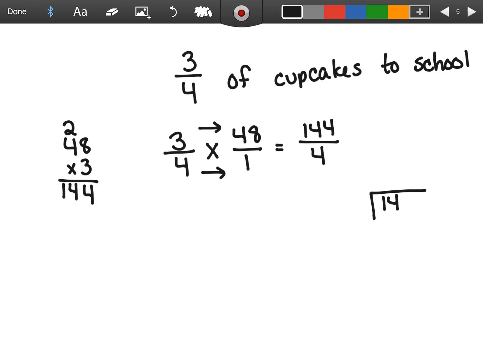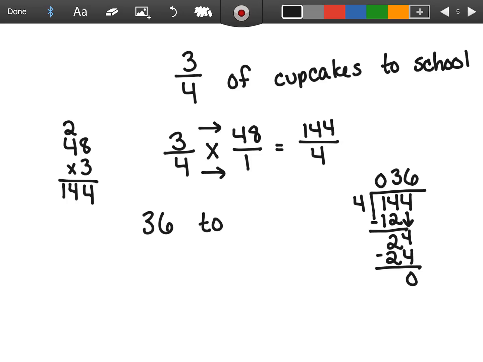Remember that our top dog, our numerator, goes in the house, and our denominator goes outside. 4 cannot go into 1. 4 can go into 14 3 times. 3 times 4 is 12. 14 minus 12 is 2. Bring down the 4. 4 can go into 24 6 times. 6 times 4 is 24. And we're left with no remainder. So 36 are going to school of these cupcakes.